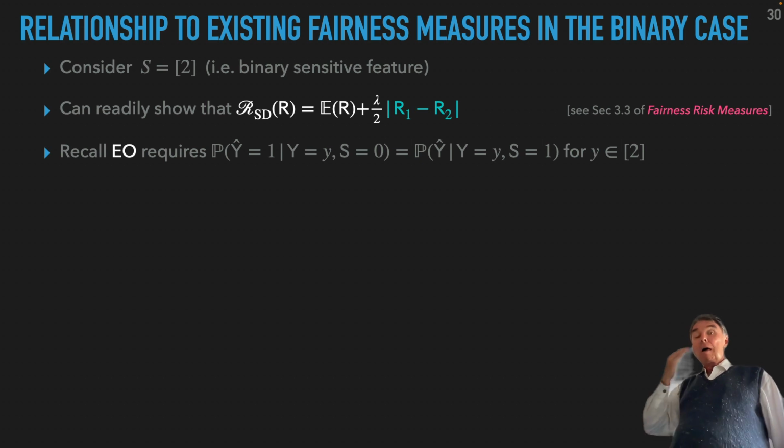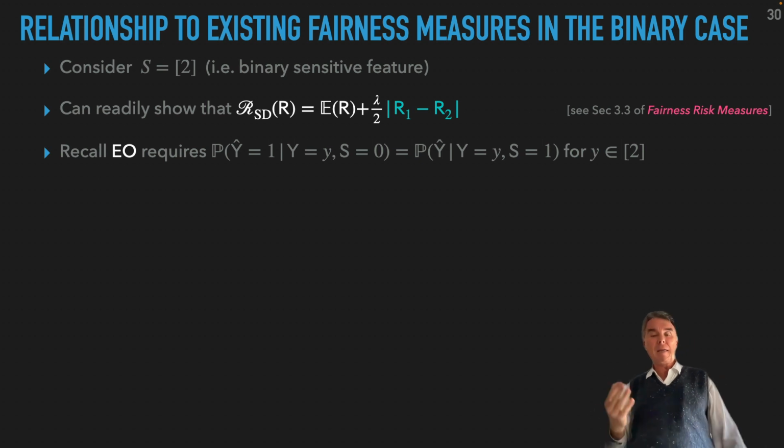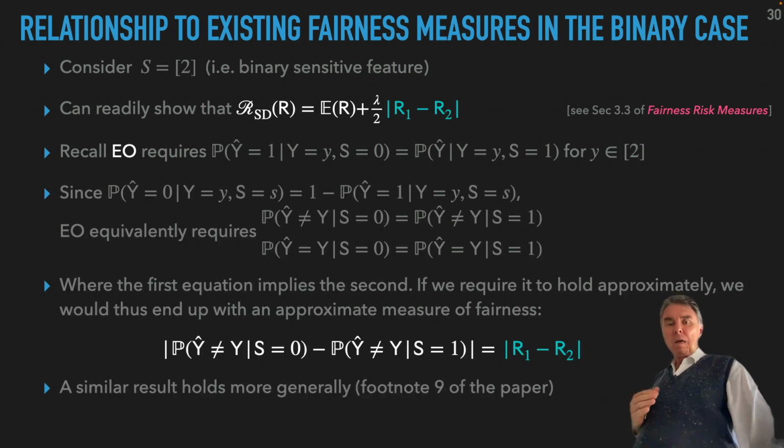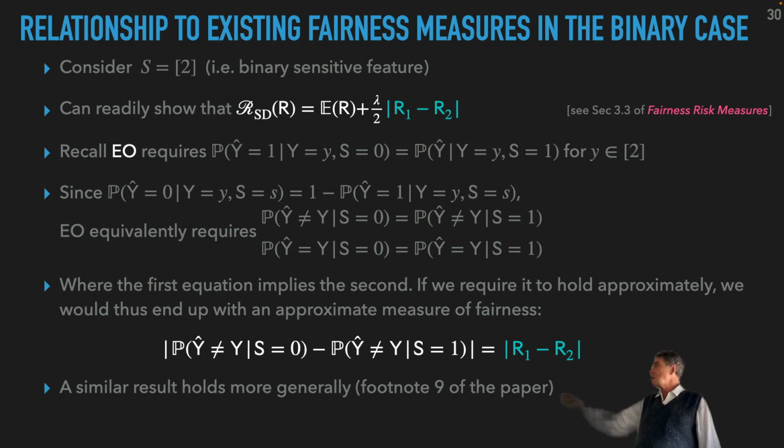If you just now take one of these risk measures, the particular one that I've said there, and you apply it in the binary case, then lo and behold, you find that the natural measure that we already had to measure the imperfect fairness in the conditional independence setup can be expressed in terms of the absolute difference between these two random variables here, which is what's captured by the SD risk measure.